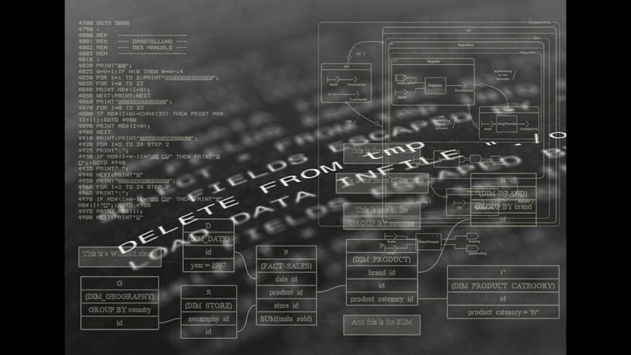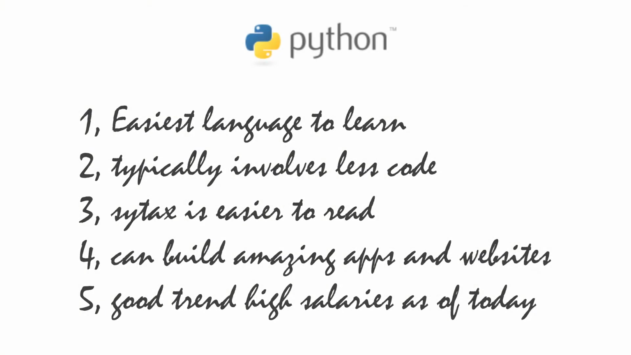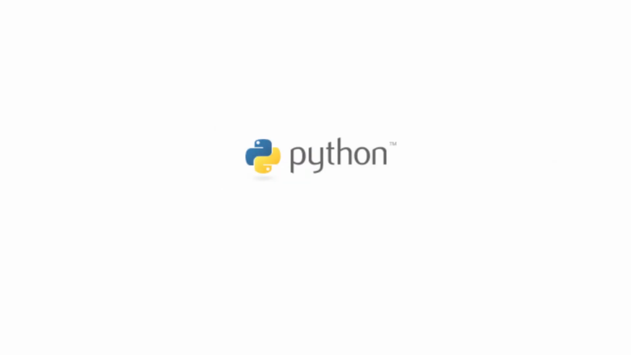If you are a beginner and never coded before, then you must choose Python, because there are 5 points. Let me explain that. First one, it is the easiest language to learn. It typically involves less code and the syntax is easier to read, and you can build amazing apps and websites which are good looking and amazing, and a good trend and high salaries as of today. So these are some reasons to choose Python as a programming language.